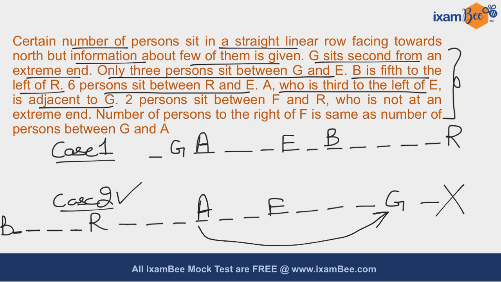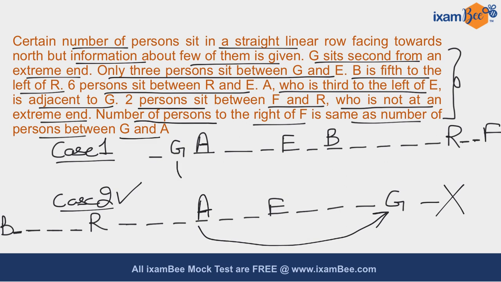Now it is given that you have to place 2 persons between F and R, and you know that R is not at the extreme end. So the only possibility where you can place 2 persons between F and R, considering the fact that R is not at the extreme end, is this. Now it is given to you that the number of persons to the right of F is the same as the number of persons between G and A. You know that there is no person sitting between G and A, so there is no one to the right of F. So this is your complete arrangement.